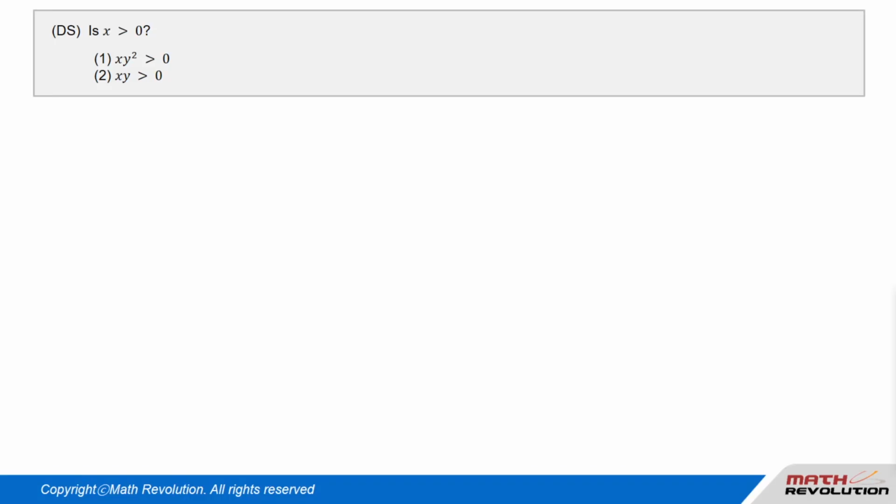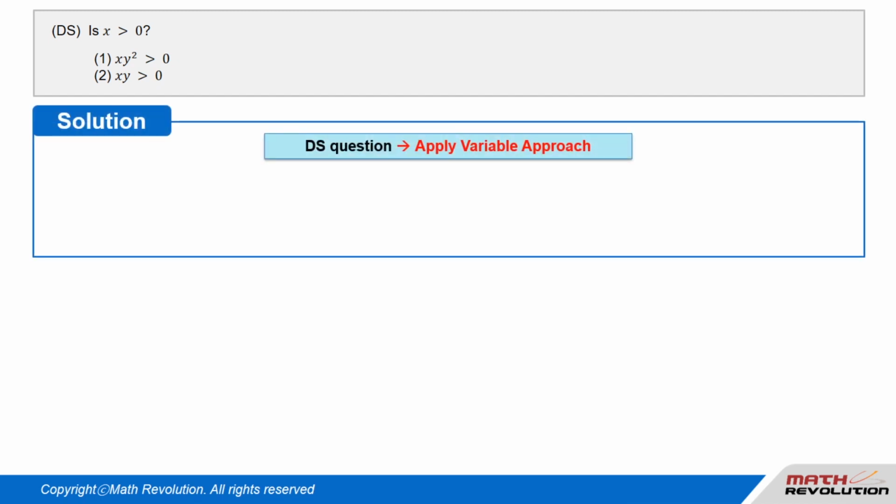Question, is x greater than 0? Condition 1, x times y squared is greater than 0. Condition 2, x times y is greater than 0. Solution. Let us solve this DS question using the variable approach.